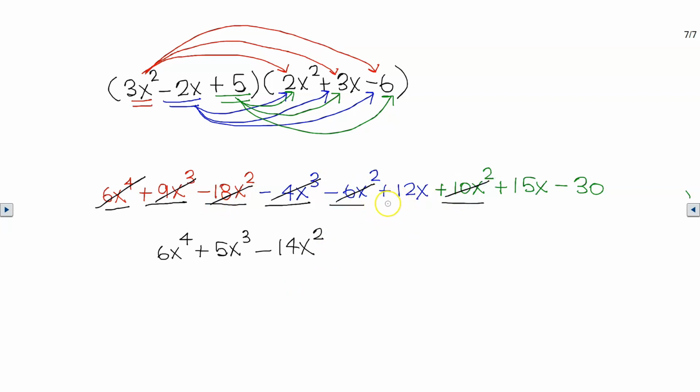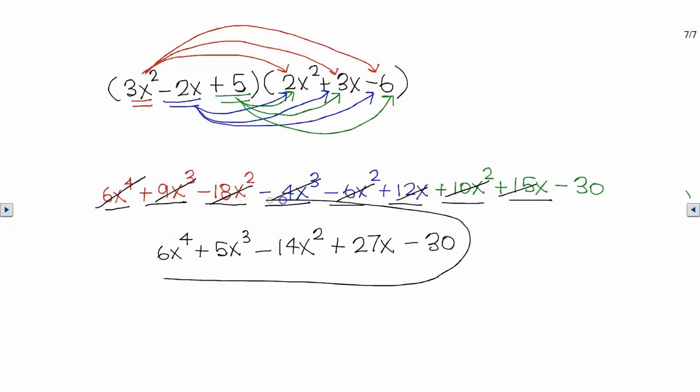And then we have a positive 12x and a positive 15x. That's going to be 12 plus 15, positive 27x. And then notice out here on the end, the only thing left is that negative 30. So we put minus 30 on the end of our answer. And that is the final result.